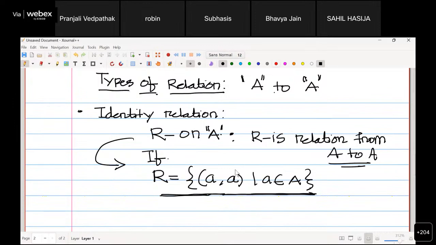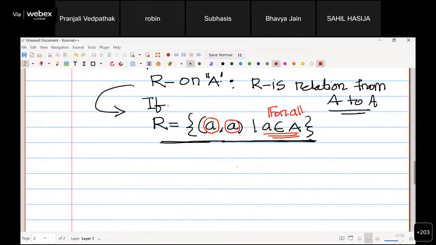Diagonal elements means all the possible tuples where the first component is the same as the second component. It should contain (a, a) for all a in A. Let me take an example.